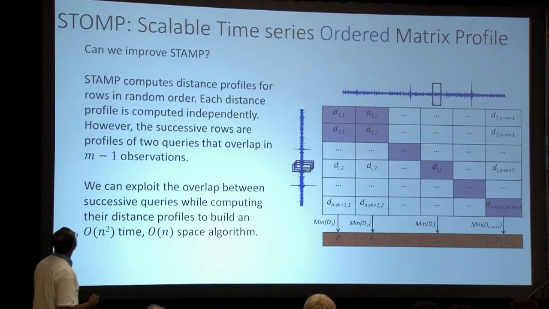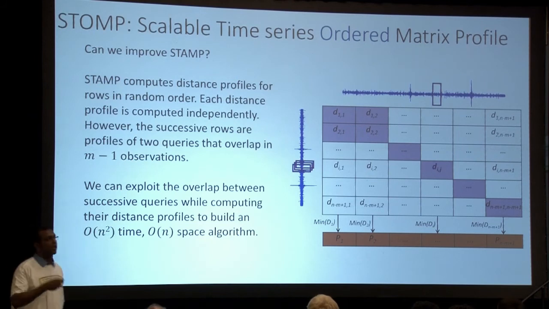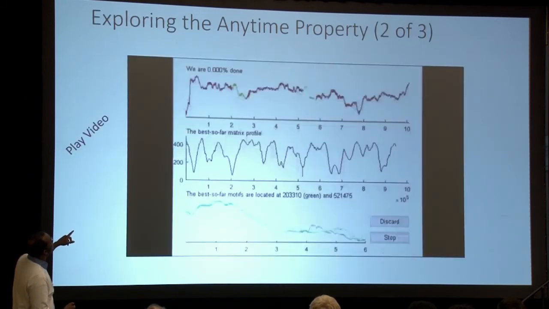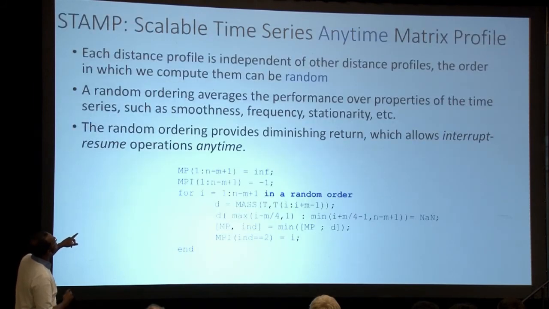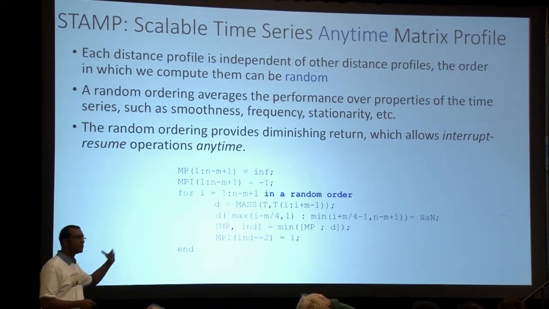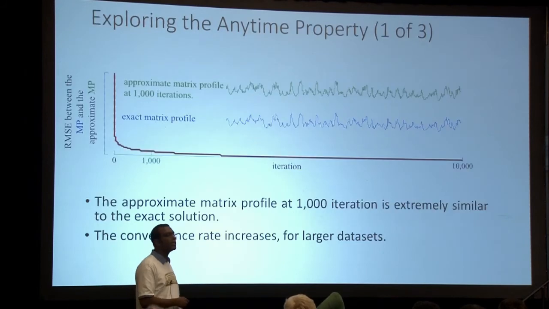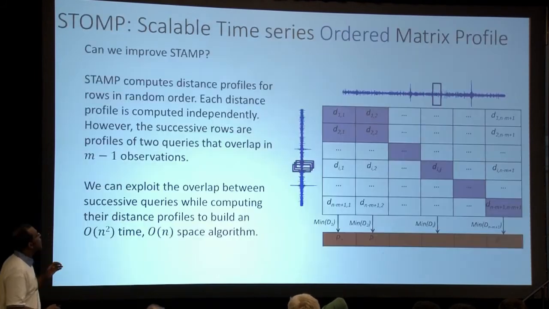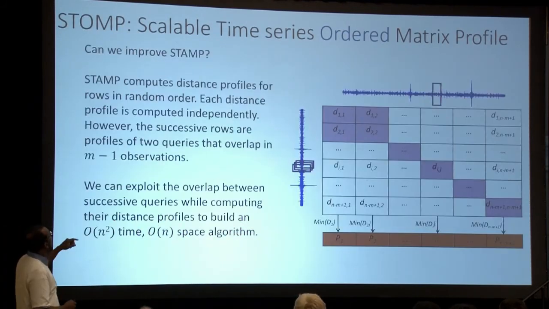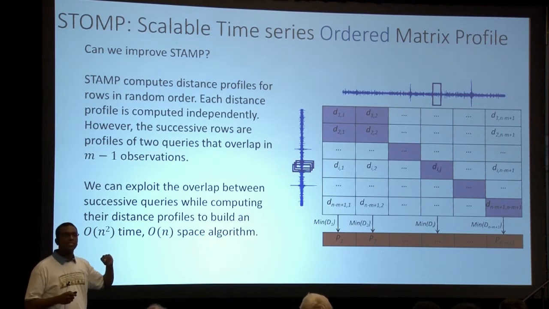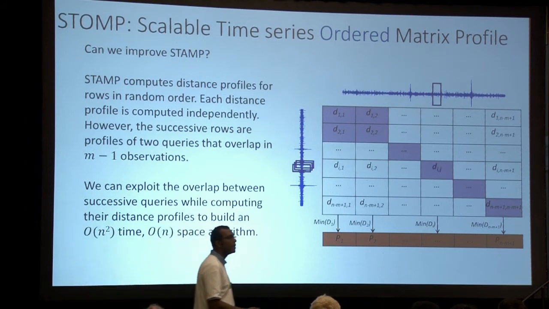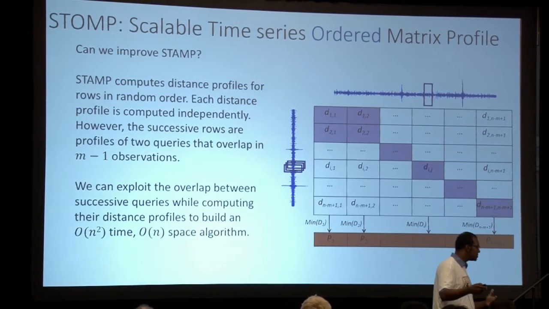All right, so then the question again, can we improve STAMP? I'm going back to note the idea that we named the algorithm Scalable Time Series Anytime Matrix Profile, STAMP. A stands for anytime, meaning that it is a randomized order of evaluating the distance profiles. Now we are going to talk about STOMP, which is Scalable Time Series Ordered Matrix Profiles. The question is, can we improve STAMP with a theoretical algorithmic improvement?